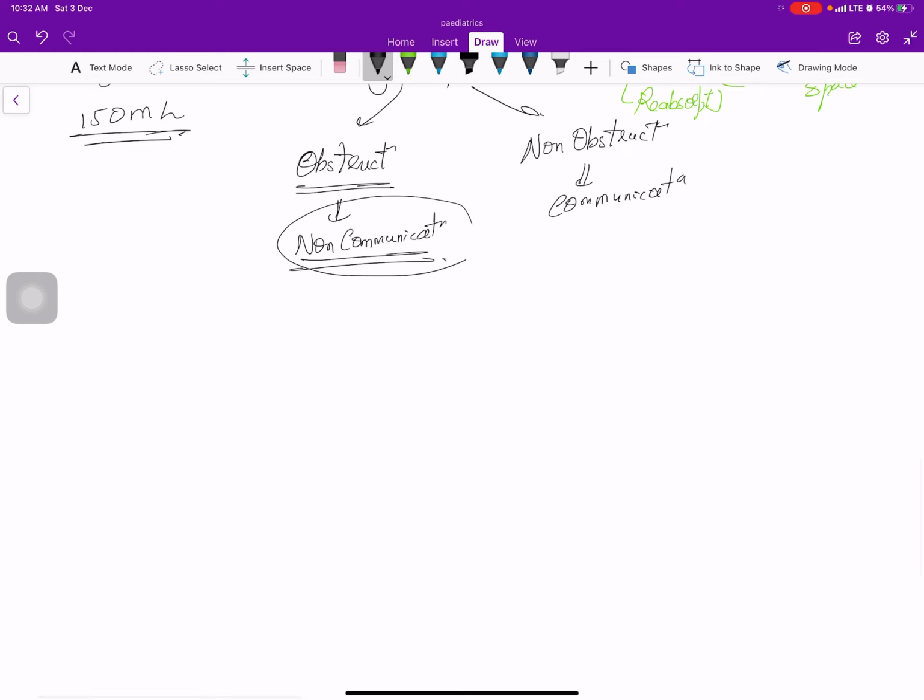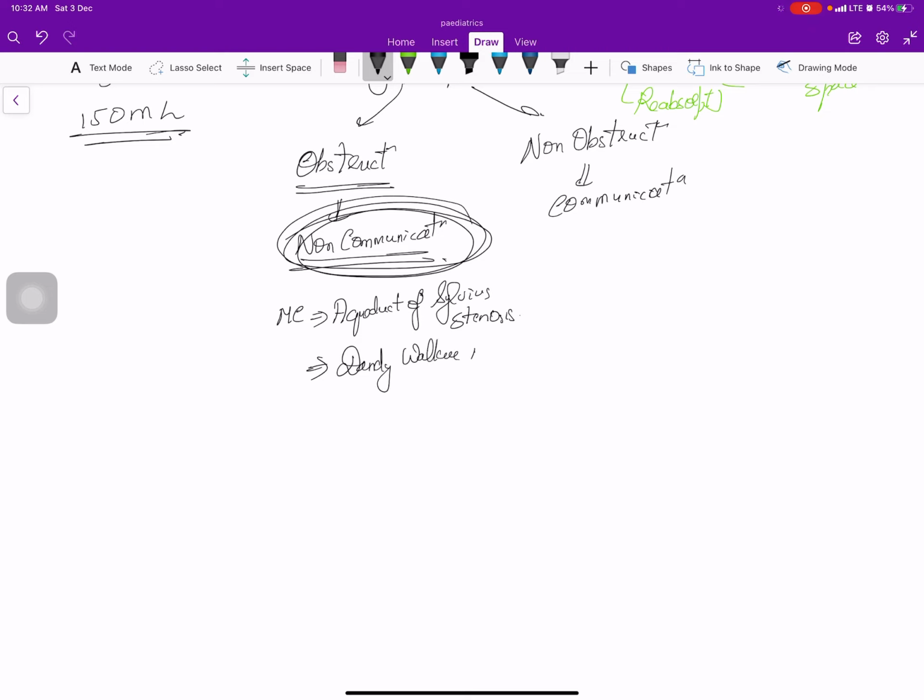So in non-communicating, the most common type here would be aqueductal stenosis. Which aqueduct? Aqueduct of Sylvius, which connects the third and fourth ventricle. Let's just write Sylvius stenosis. We can have something called Dandy-Walker malformation. We can have Arnold-Chiari, which I described earlier, 80% of the time associated with myelomeningocele, which will have lower limb flaccidity, decreased tone, decreased reflexes. Along with this, we have vein of Galen.